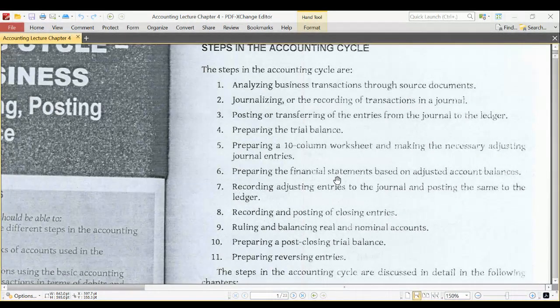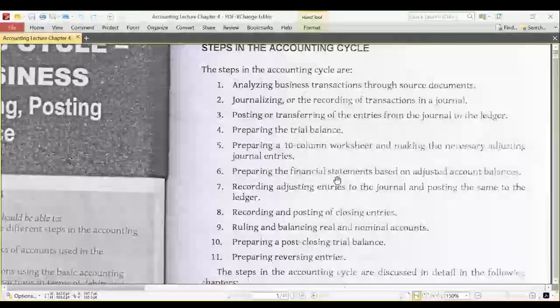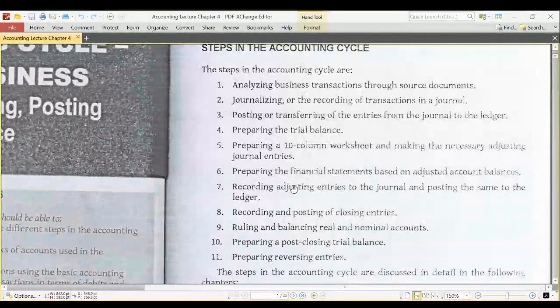Pero pag diretso lang kasi sa worksheet, hindi pa natin na-record sa journal and the ledger. Kaya meron tayong step number 7, na yung mga adjusting entries sa worksheet, ilalagay sa journal and sa ledger. Then after that, recording and posting of closing entries is what I've mentioned a while ago.